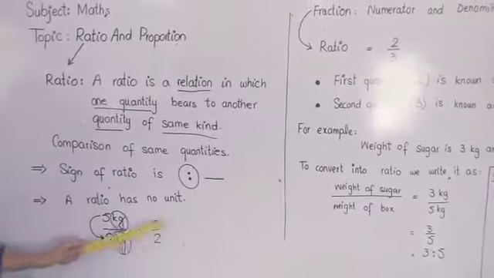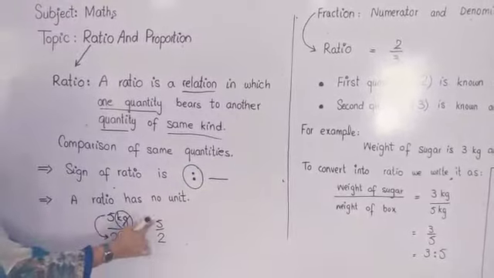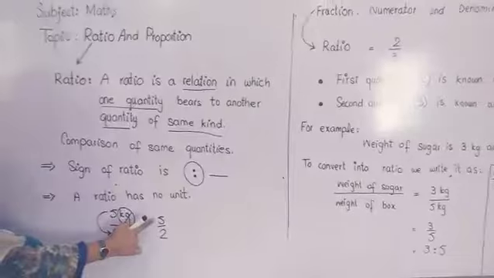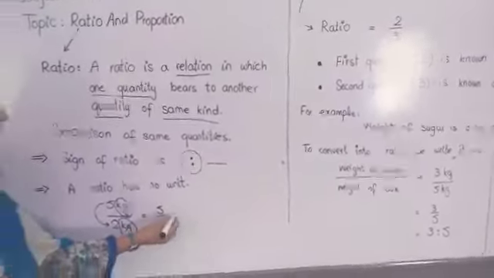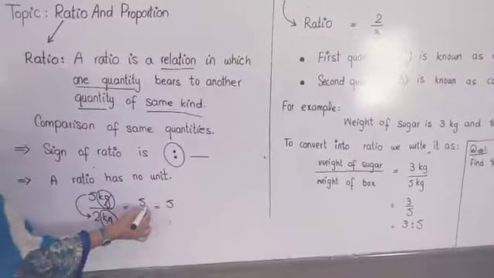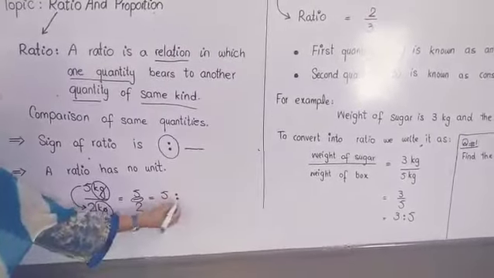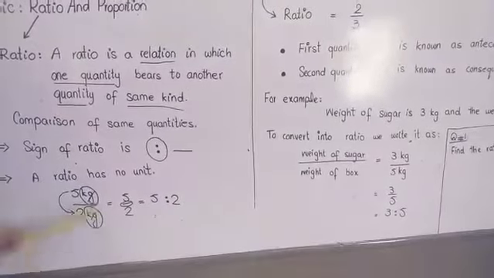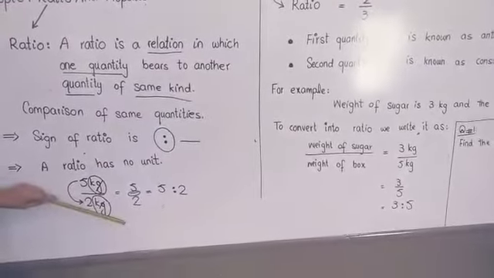As I have described, ratio is also a form of fraction. So we will convert. This is the first quantity and this is the second quantity. Like this we know it as numerator and denominator. In fraction it would be the first quantity, ratio 5. This would be converted into the term of ratio, sign of ratio. And 2 is the second quantity, so it will be written like this. So we can convert the different quantities of the same kind like this into ratio.